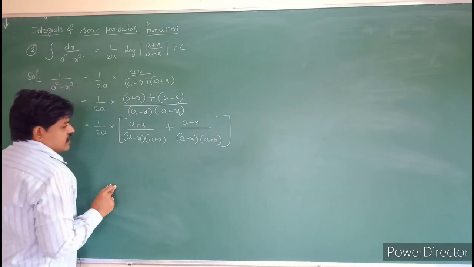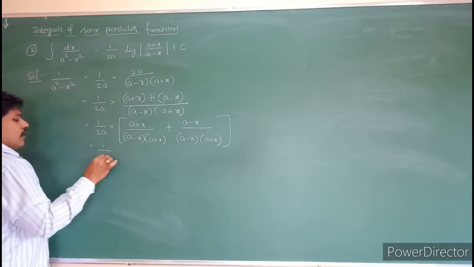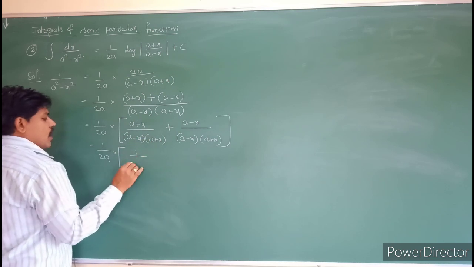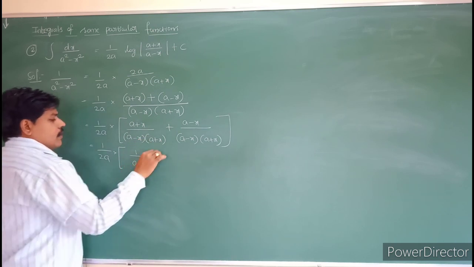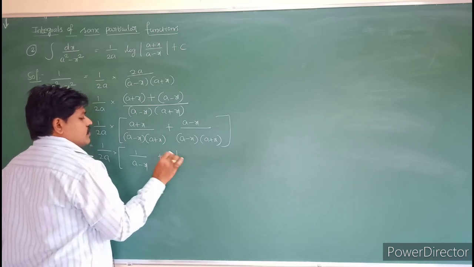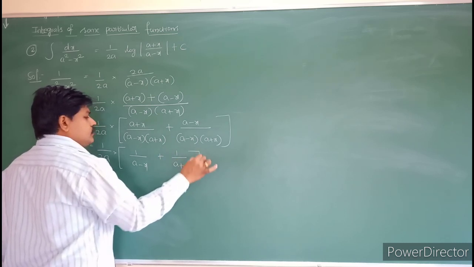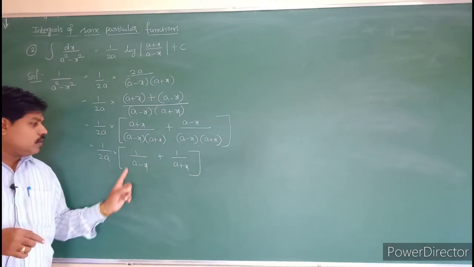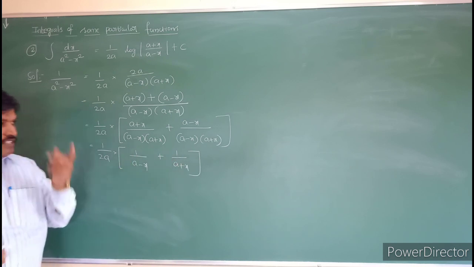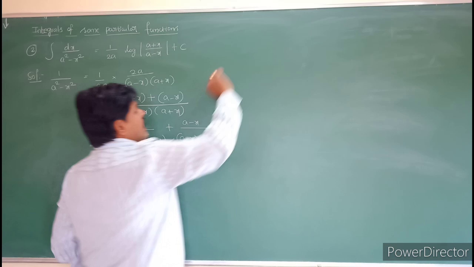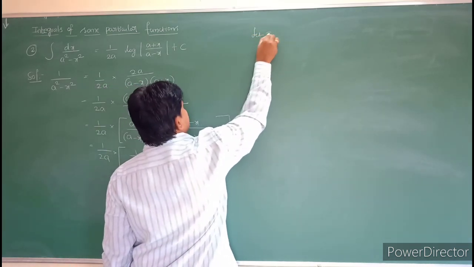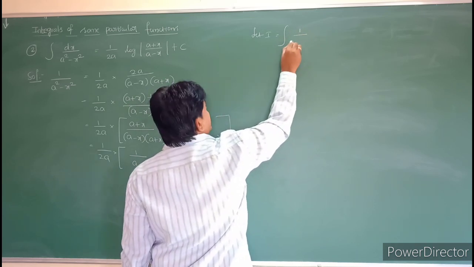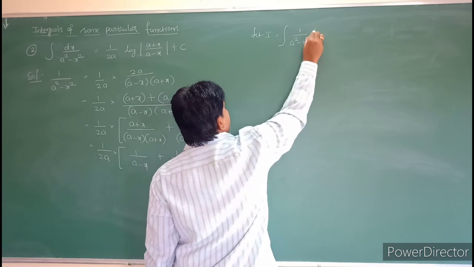So what terms will be cancelled here? That is equal to 1 by 2a into, a plus x will be cancelled, 1 by a minus x plus 1 by a plus x. So 1 by a square minus x square you can write as 1 by 2a into 1 by a minus x plus 1 by a plus x. Now take the problem as I: let I be equal to the integral of 1 by a square minus x square into dx.